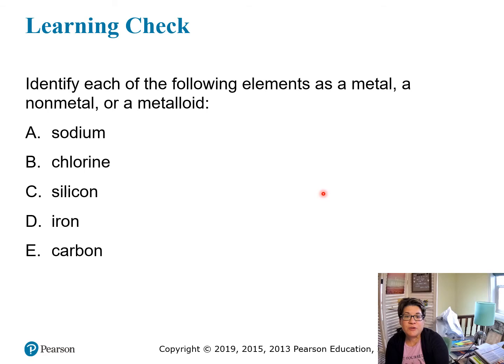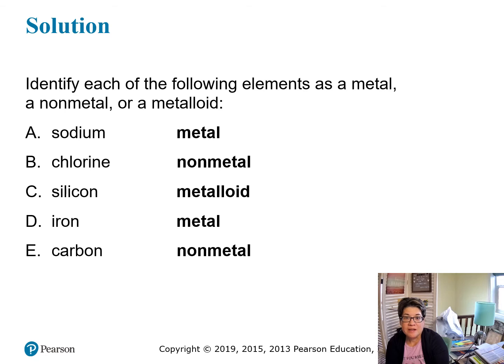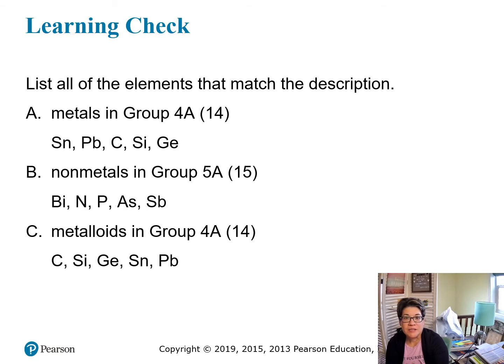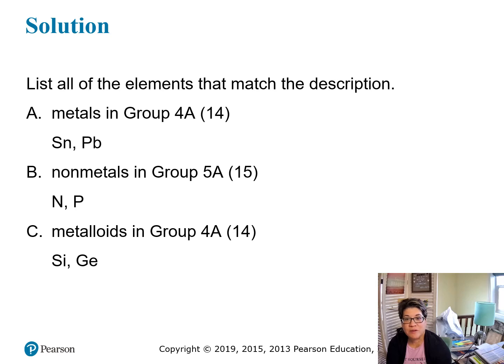All right, so let's see if you can identify these 5 as metal, nonmetal, or metalloid. And there's your answers. And then can you list all of the elements that match the description? Okay, those are the ones that match that description.